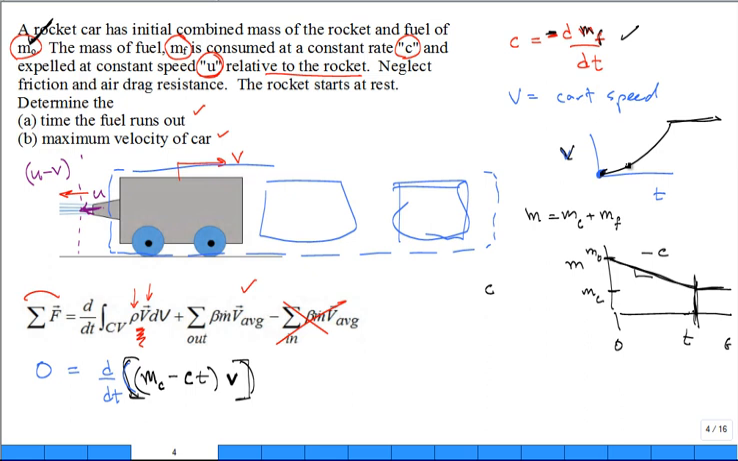Okay, now let's take a look at this term right here. This term, we have a beta, we'll put 1. And then we have the mass flow rate. This is the mass flow rate that's exiting. And is that the C? It's a positive constant C, which is our rate at which the fuel is being consumed, and that's the rate at which it's exiting. True?